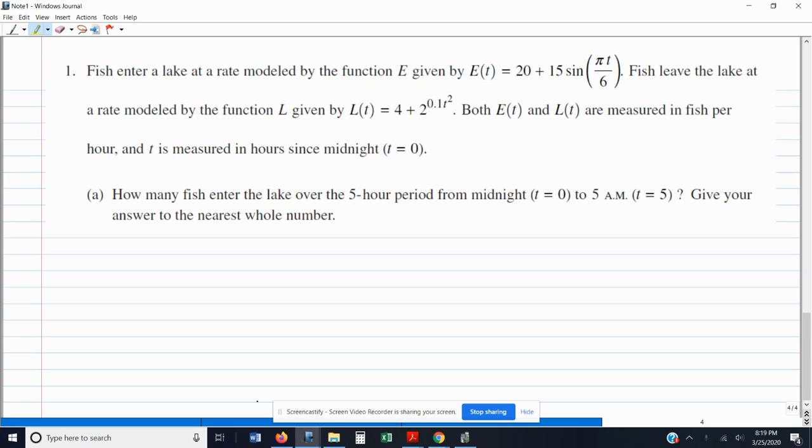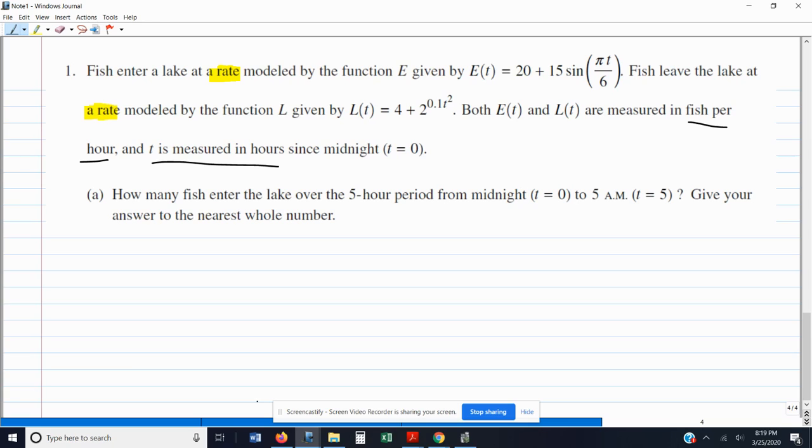Fish enter a lake at a rate modeled by the function E given by E of t equals 20 plus 15 sine pi t over 6. Fish leave the lake at a rate modeled by the function L given by L of t equals 4 plus 2 to the 0.1 t squared power. Both E of t and L of t are measured in fish per hour, and t is measured in hours since midnight being t equals 0.